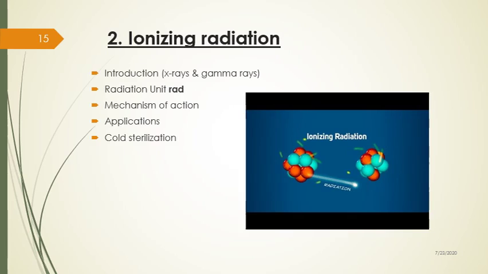The second portion includes ionizing radiation, in which we will cover the introduction about X-rays and gamma rays, then the radiation unit, commonly called RADS, then the mechanism of action of ionizing radiation, then some of its applications, and then cold sterilization. But what is cold sterilization, and why do we call ionizing radiation a cold sterilization?